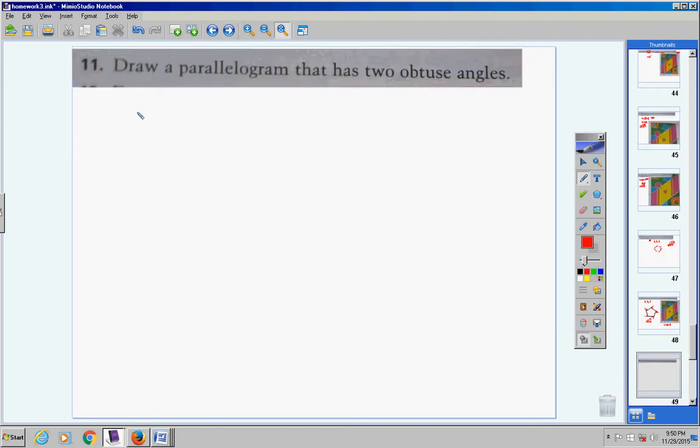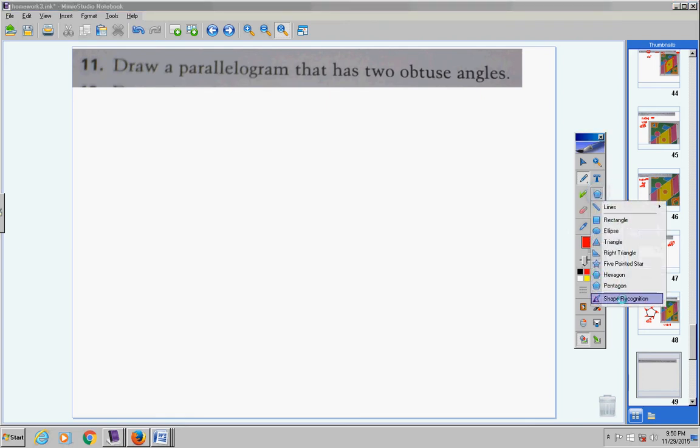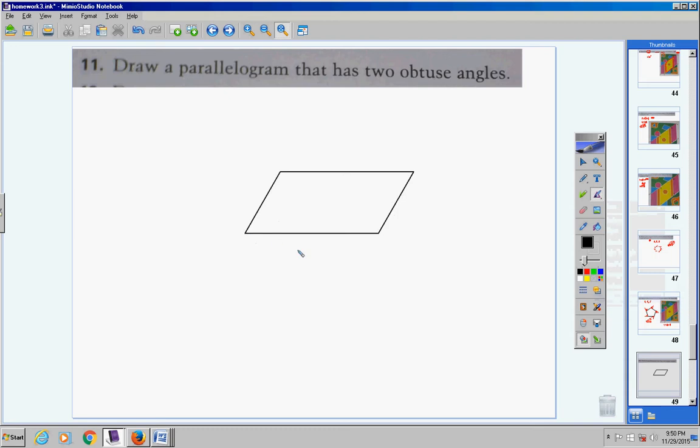Draw a parallelogram that has 2 obtuse angles. Very simple. Very, very simple to do, guys. Now, this angle here is definitely bigger than 90. And this angle here is definitely bigger than 90. There it is. Alright. A parallelogram that has 2 obtuse angles. These angles here are acute angles. They are smaller than 90. So there it is, a parallelogram with 2 obtuse angles.